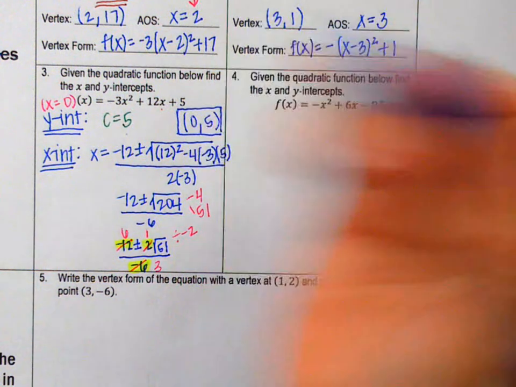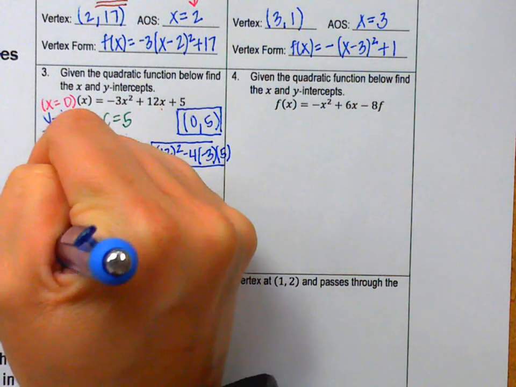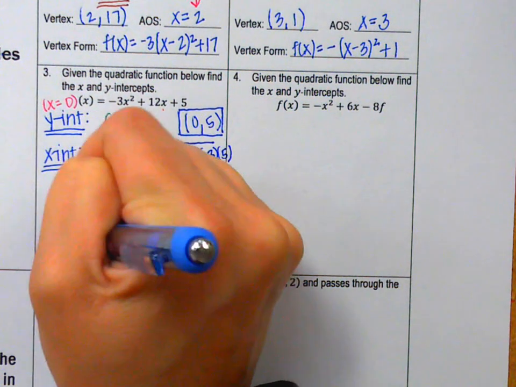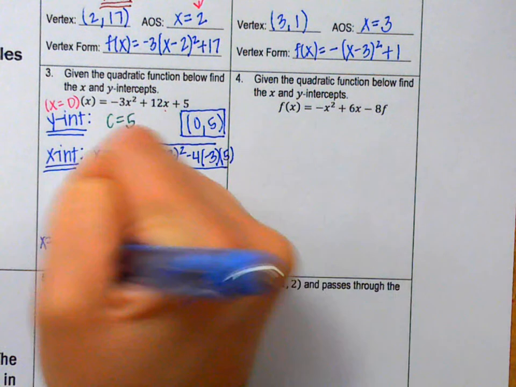Now, you can write this one of two ways. You can write this as just x equals 6 plus or minus rad 51 all over 3.